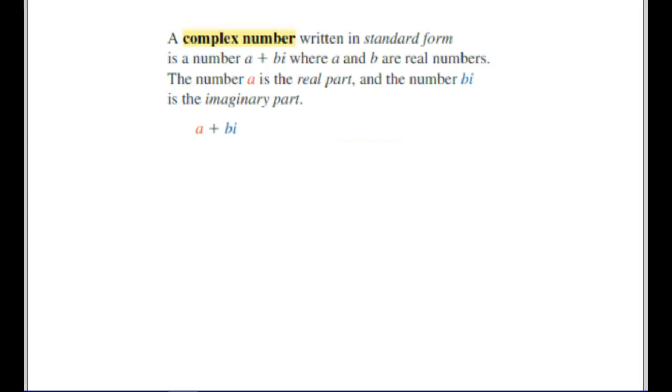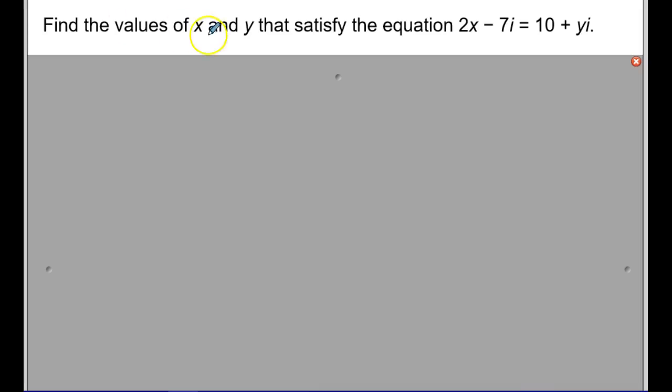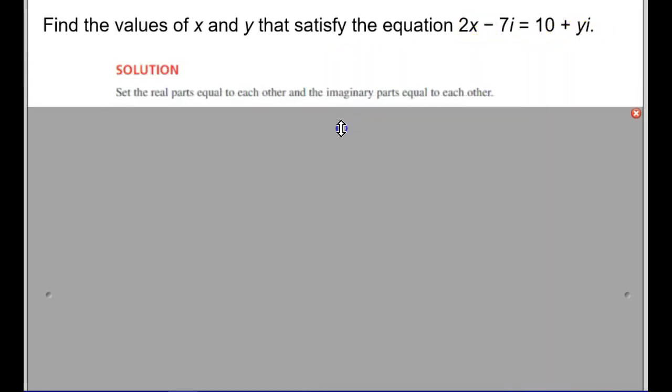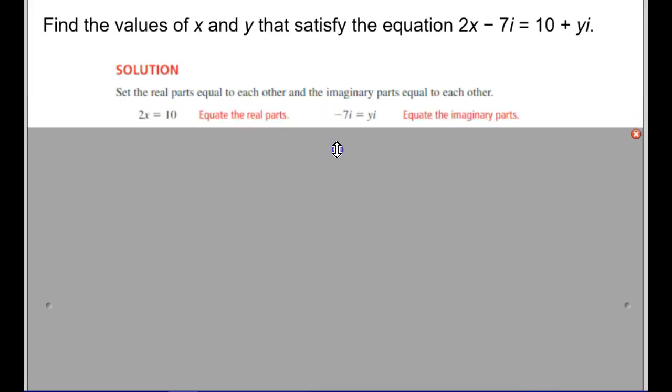So now we're going to look at some complex numbers. A complex number is where we have a plus bi. So I always have my real part first and then my imaginary part. And now let's look at what we do with these. Here we have some values, and we have to find what x and y equal that satisfy this equation. What I really want to do is set the real parts equal to each other and the imaginary parts equal together.